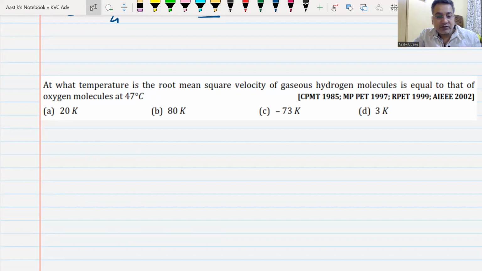At what temperature is the root mean square speed of hydrogen molecule equal to that of oxygen molecule at 47 degrees Celsius? Similar question put in a different way. I'll give you time to redeem yourself.